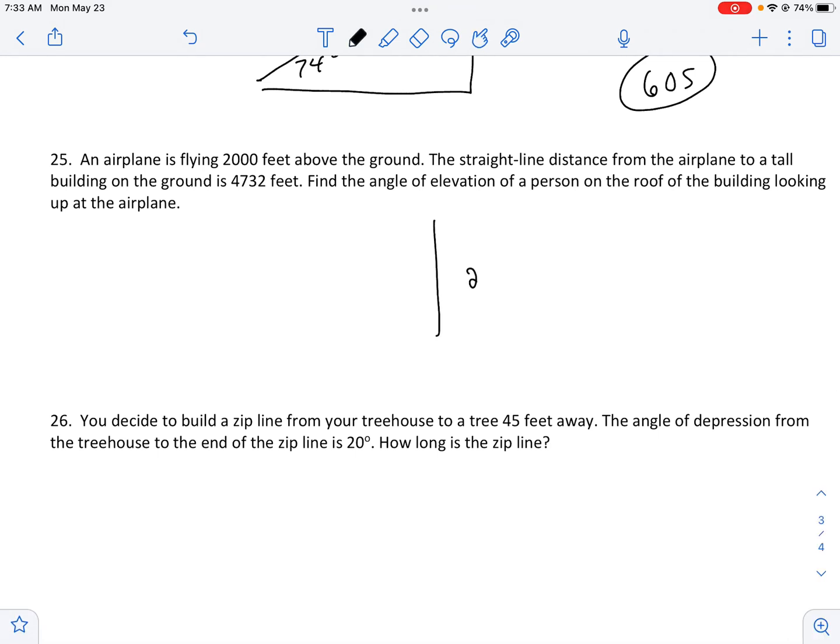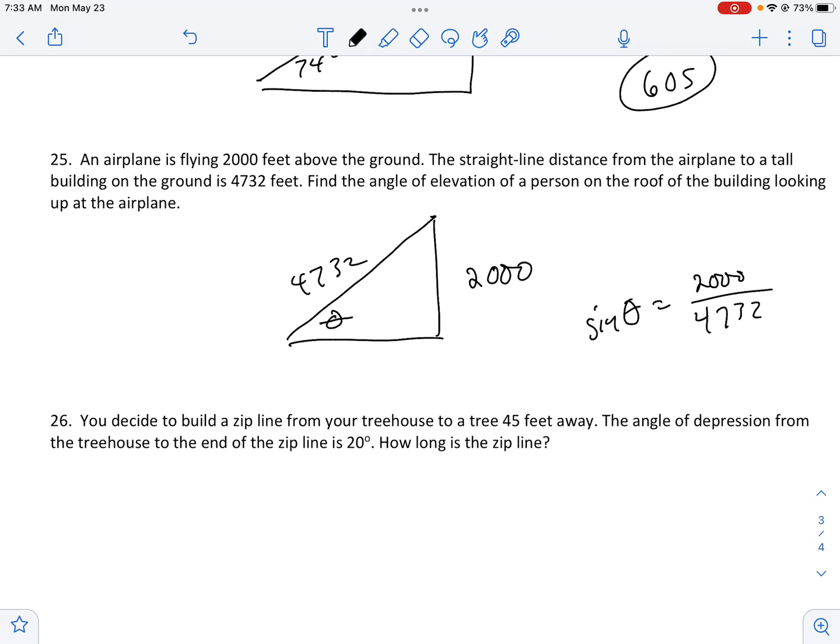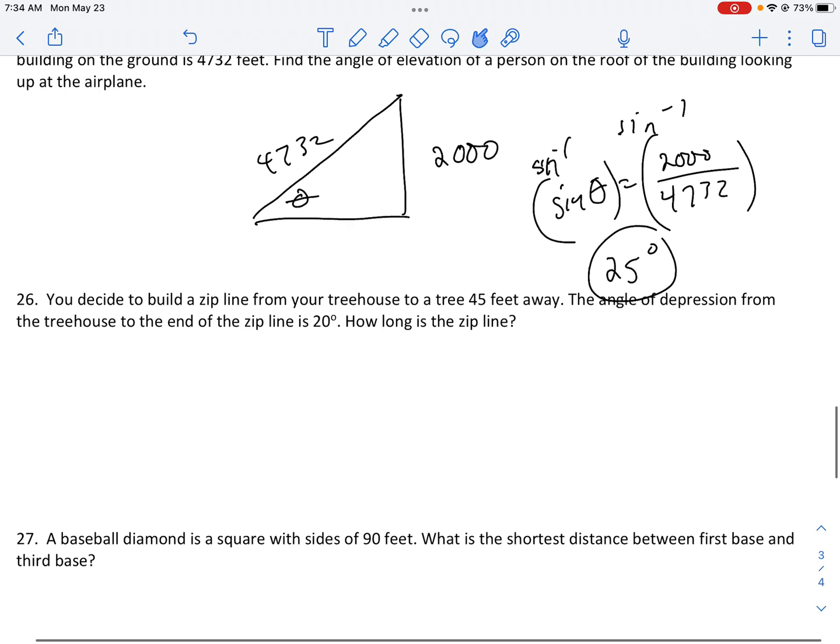An airplane flying 2,000 feet above the ground. The straight line distance to the tall building is 4732. What's the angle of elevation? We're finding an angle, so we're going to have to use an inverse. So sine inverse of 2,000 over 4732. And it looks like the angle, if I can read my handwriting, is 25 degrees.